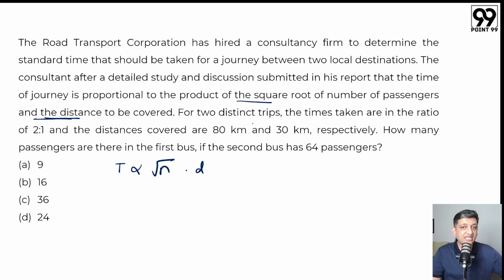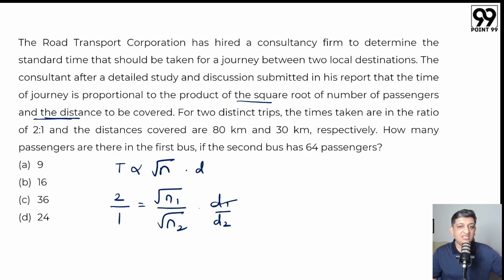For two distinct trips, the times taken are in the ratio of 2:1. So let's say the time taken here is 2 parts. This is 1 part. Now this will be equal to root of n1 by root of n2 multiplied by d1 by d2. This is what we are going to have. But we also know that the distances covered are 80 kilometers and 30 kilometers respectively. So d1 is 80, d2 is 30. We also know that the second bus has 64 passengers. So the number of passengers here is 64. We have to figure out what is root of n1.